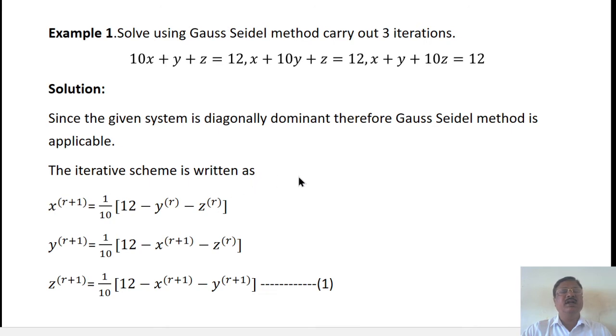Now we can write the iterative scheme as x raised to r plus 1 is equal to 1 upon 10, 12 minus y raised to r minus z raised to r. So y raised to r plus 1 is equal to 1 upon 10, 12 minus x raised to r plus 1 minus z raised to r. Similarly, z raised to r plus 1 is equal to 1 upon 10, 12 minus x raised to r plus 1 minus y raised to r plus 1. So give it as equation 1.